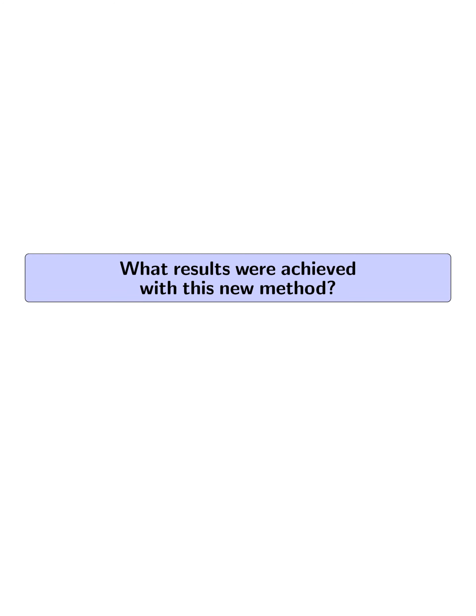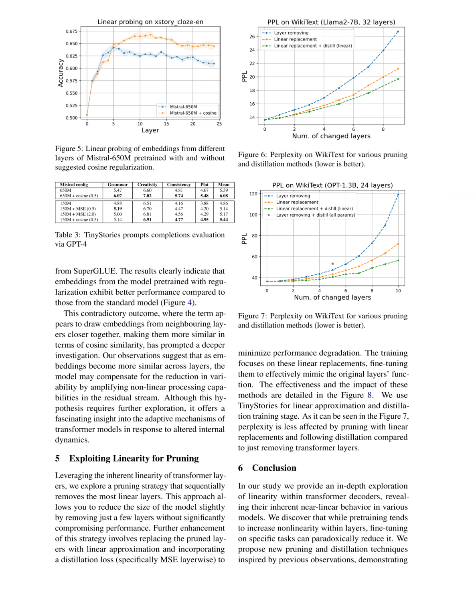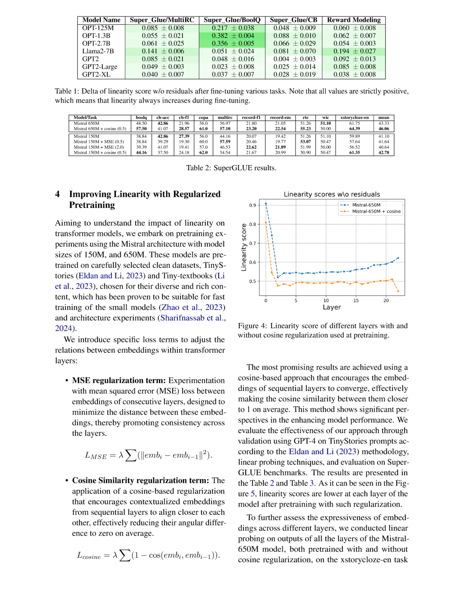What results were achieved with this new method? The new method introduced in the paper achieved significant results in improving the linearity of transformer models through regularization during pre-training. Specifically, the cosine similarity regularization term was found to be the most promising, encouraging embeddings from sequential layers to align closer to each other, resulting in a higher cosine similarity between them.